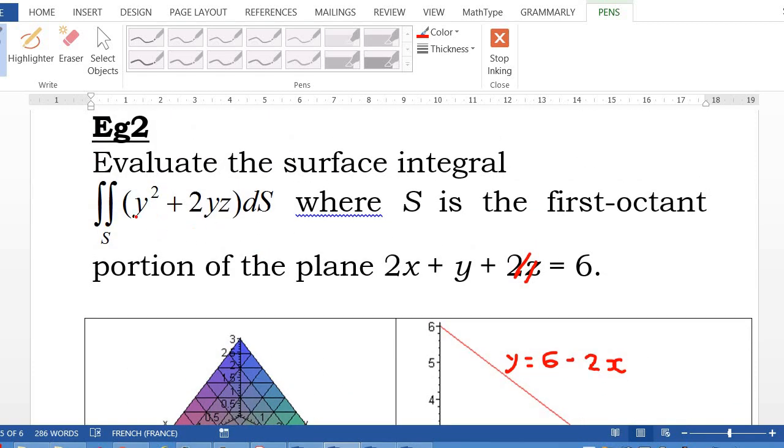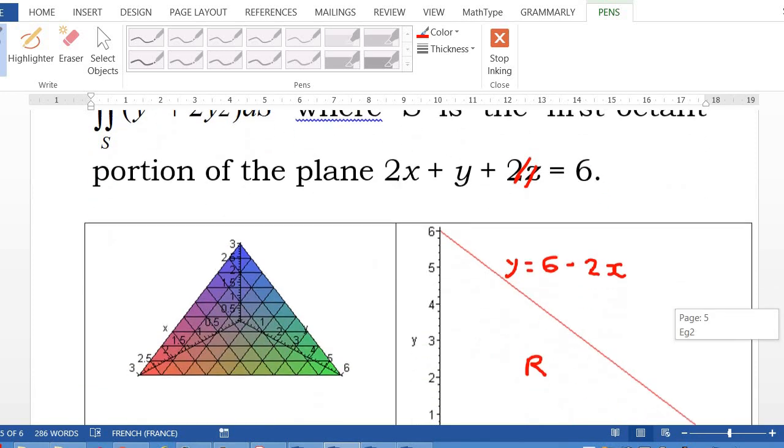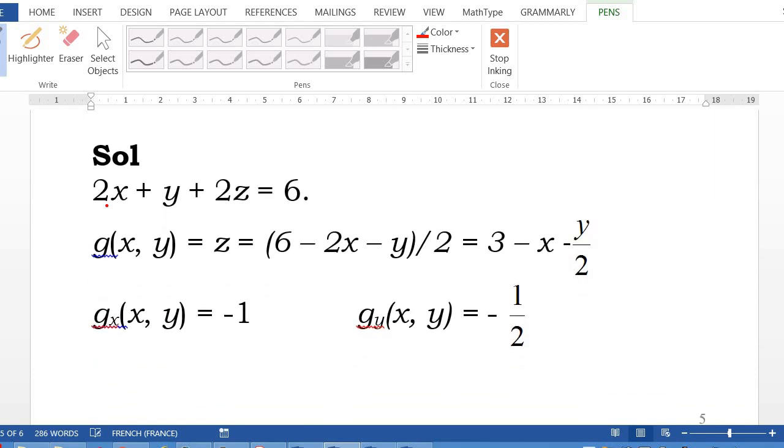Then to evaluate this surface integral, you need to plug in z from the plane equation. You need to solve for z from 2x plus y plus 2z equal to 6. Gxy is equal to z, equal to 6 minus 2x minus y, divided by 2, or 3 minus x minus y over 2. Gx is actually you del x of z here, so you have negative 1. Gy is actually you del y of the function z, you have negative half.